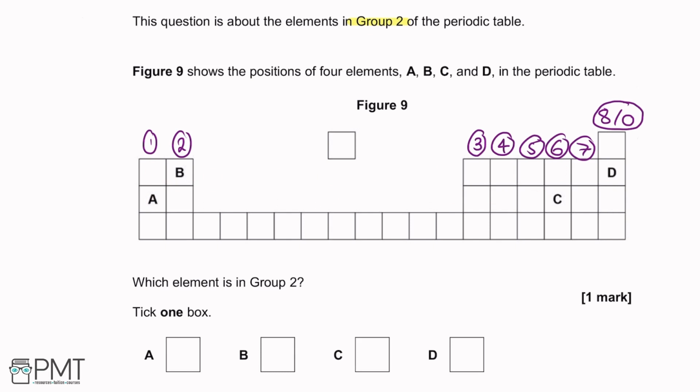So this first question asks, which element is in group 2? So let's look at group 2. And hopefully we can see that element B is the only one in group 2 for 1 mark.